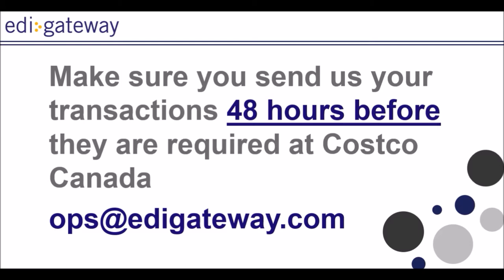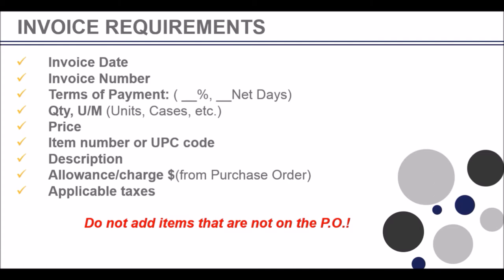Let's go through the invoice requirements. Your paper invoice from your accounting system must have the following information for us to populate a compliant invoice for COSTCO Canada. We will require the following fields: invoice date, invoice number, terms of payment, quantity and unit of measure. Please try to invoice in the order the items appear on the purchase order. Price, item number or UPC code, description. If you are applying an allowance or charge, please indicate what you are applying and the amount.